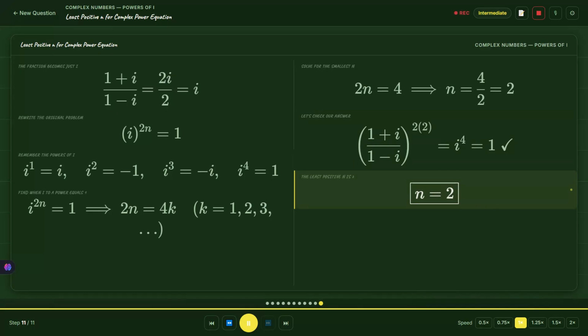Great job. The smallest positive value of n that makes the equation true is 2. We did it by making the fraction simpler, and then using the repeating pattern of powers of i.